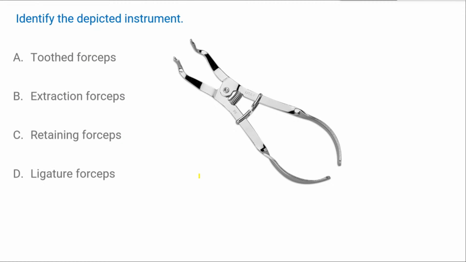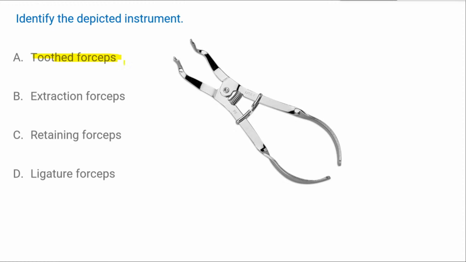Okay, so we'll move on to the next question. Identify the depicted instrument. Is it a tooth forceps, extraction forceps, retaining forceps, or ligature forceps? This is a rubber dam forceps. The most probable answer for this question would be tooth forceps.